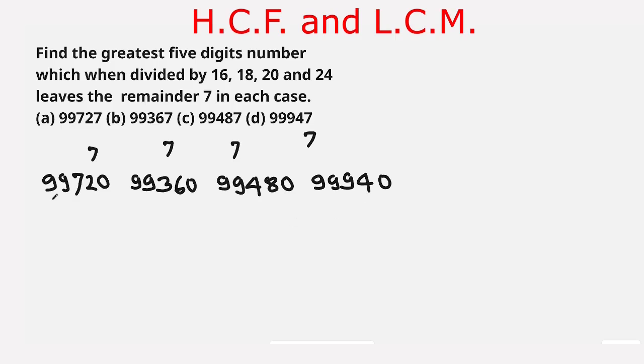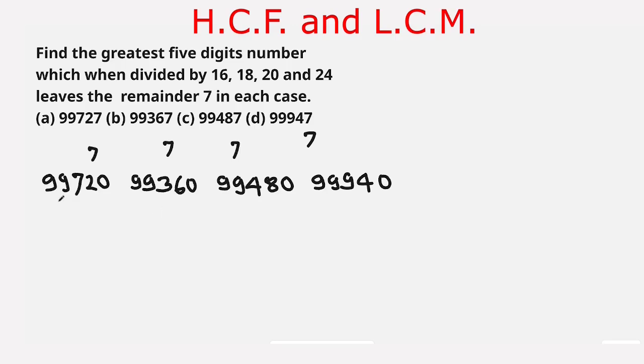It means that our answer must be from option A and option B. Now, how to find the correct answer out of these two? As the number is divisible by 16, it means that the last 4 digits must be divisible by 16.